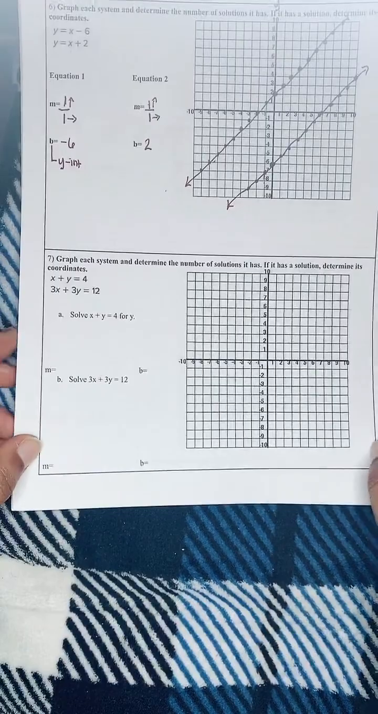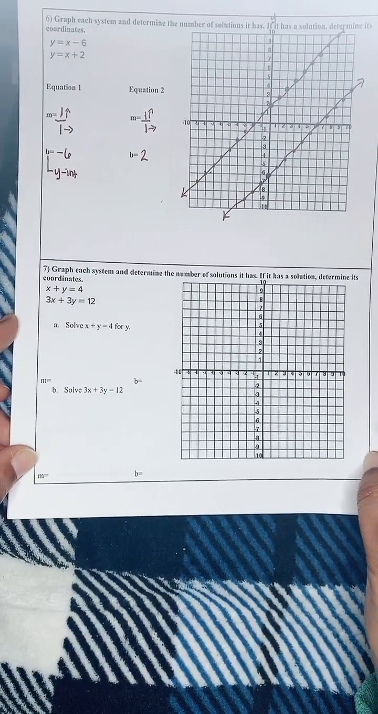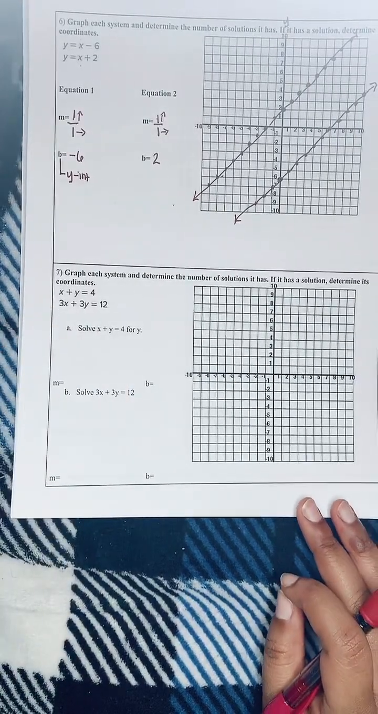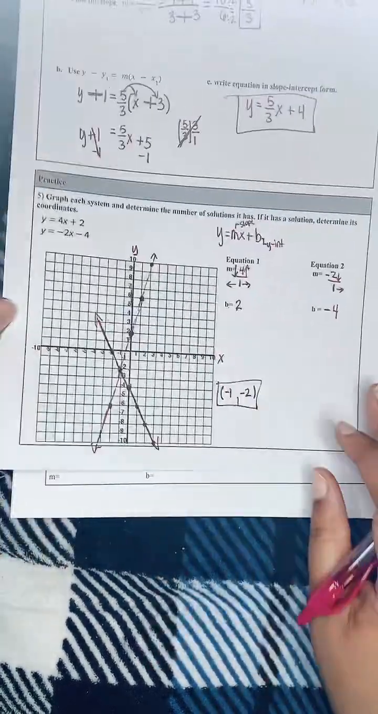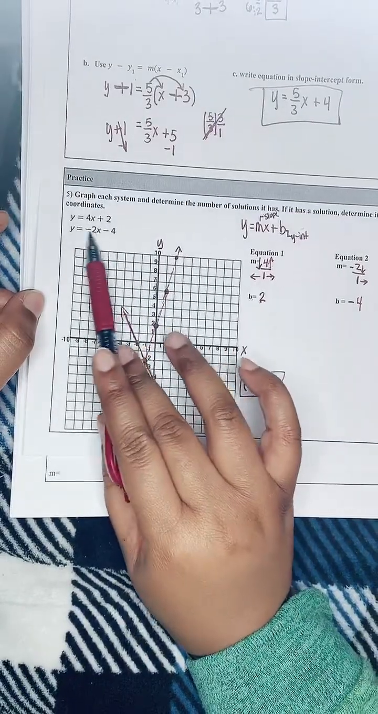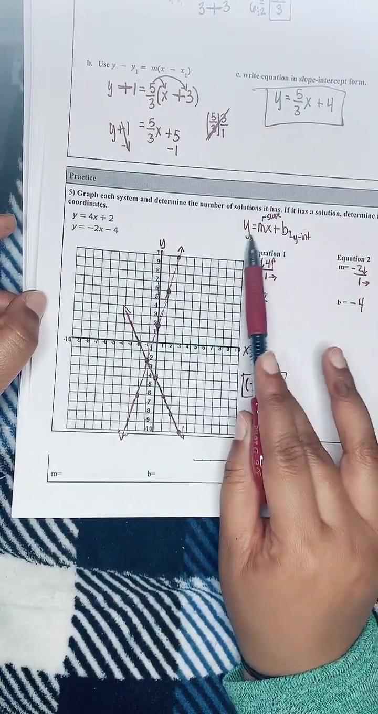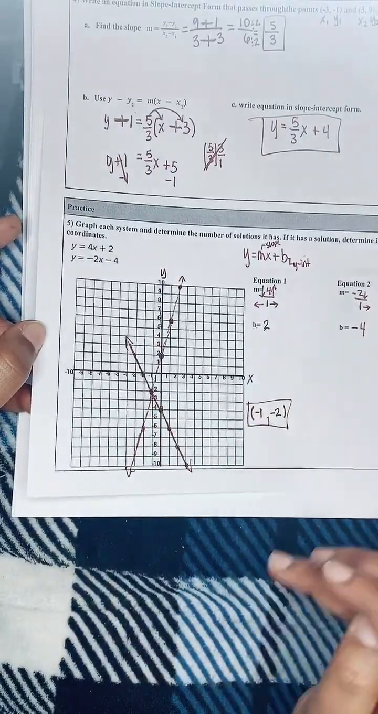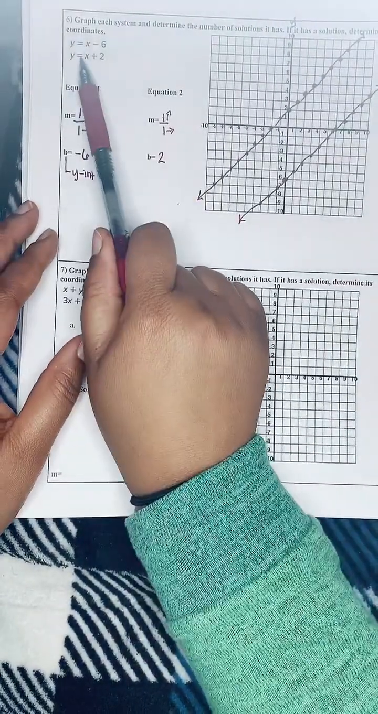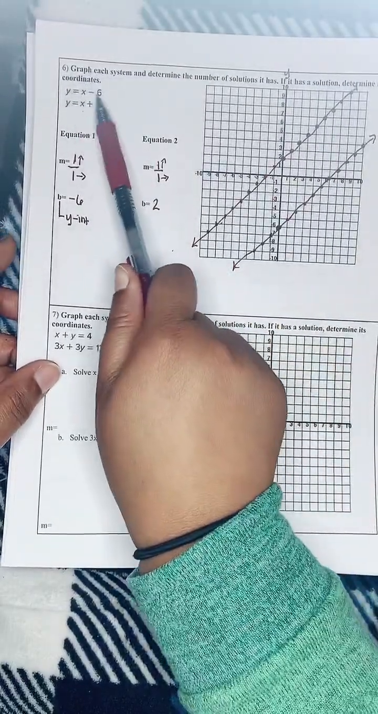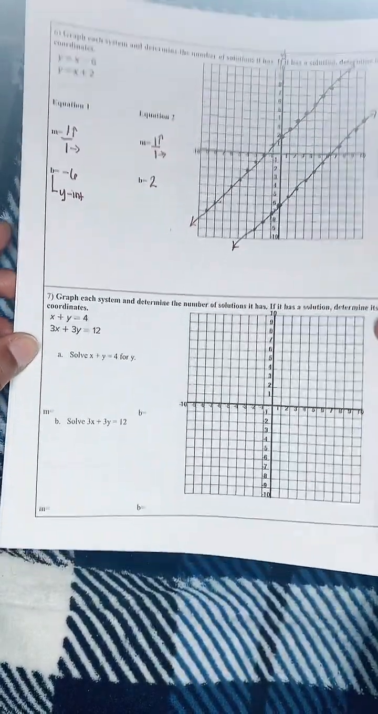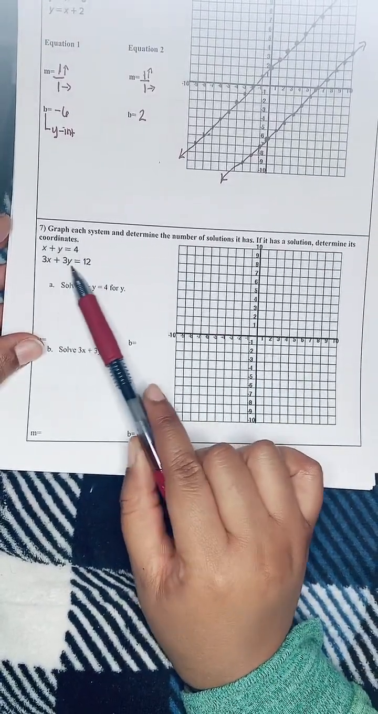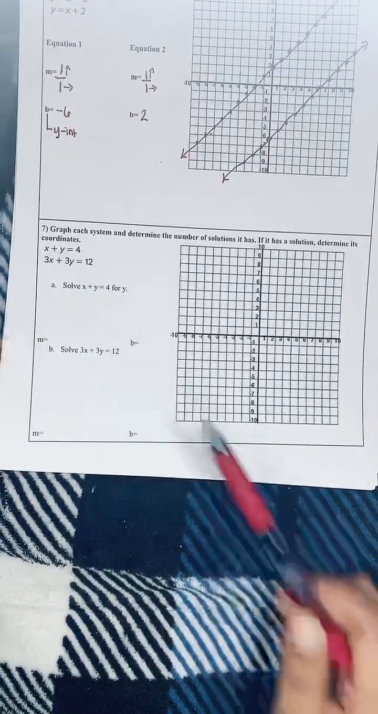All right, so let's look at number 7. Oh, this is a step up, okay? Because the last 2 examples, I want to show you what we did. The last 2 examples were given in y equals mx plus b form, and both of these right here were given in y equals mx plus b. Number 7 is not given.